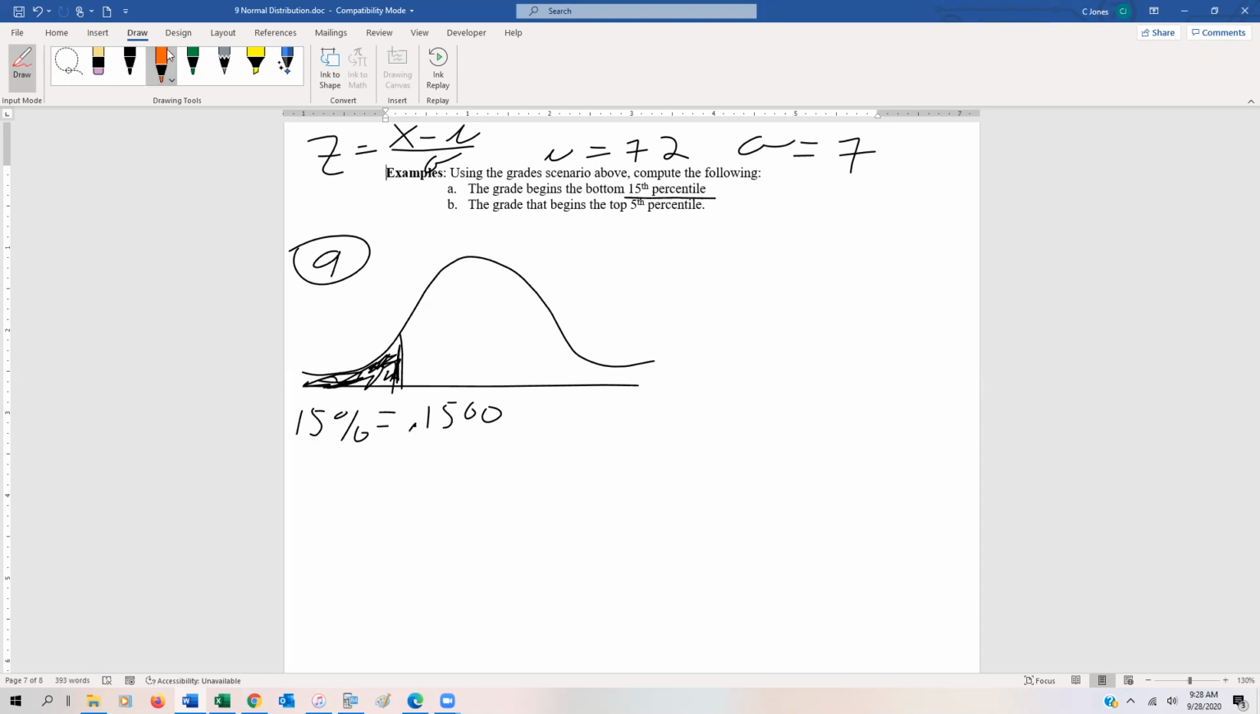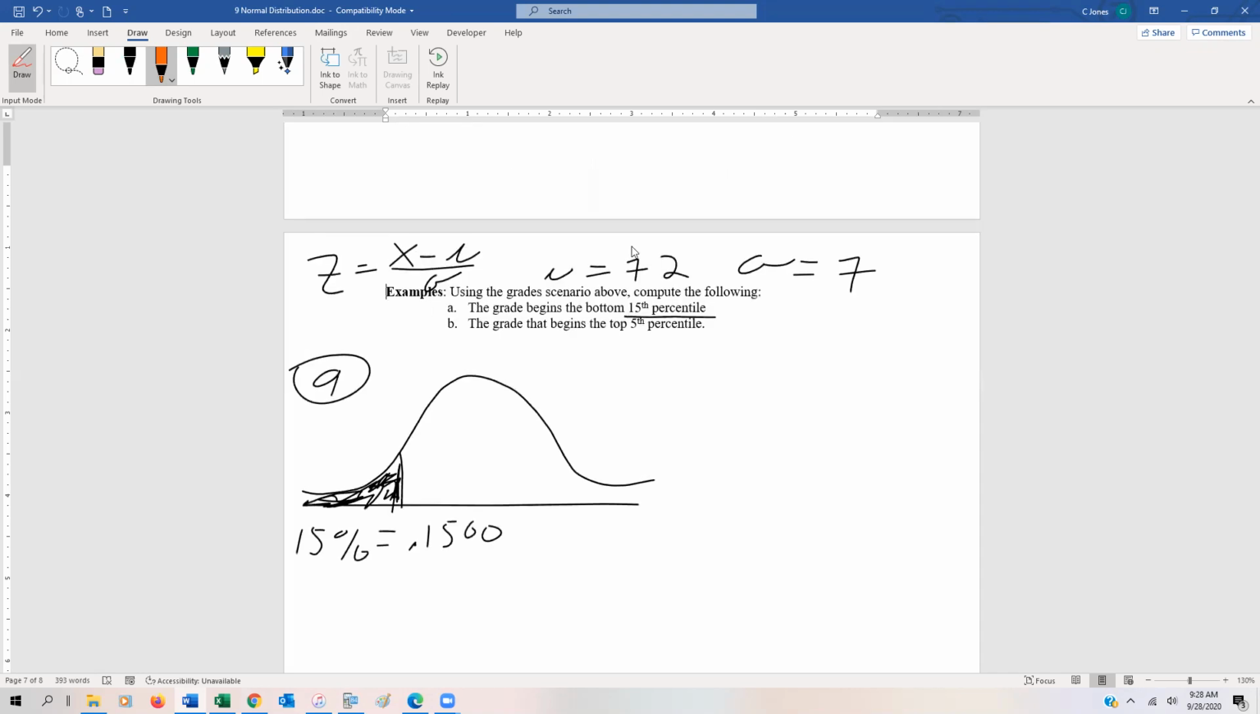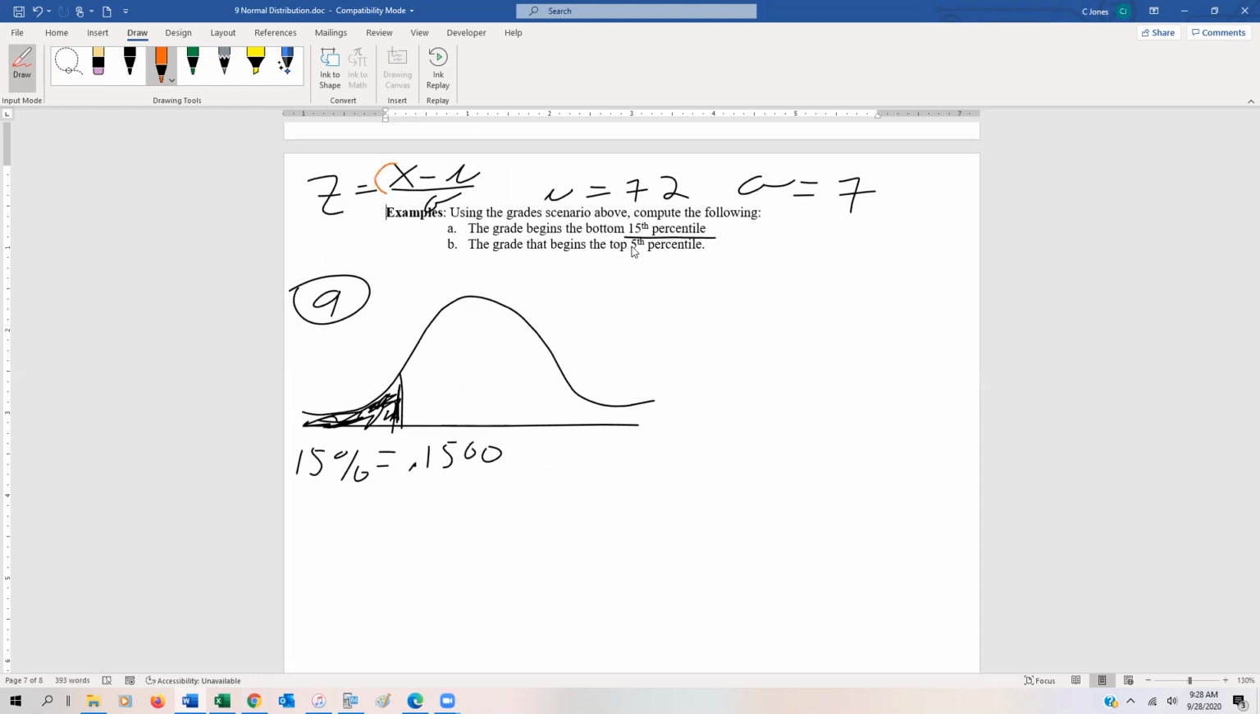Now, usually we try to solve this for z, and then we convert it into an area. But this time we have the area, or the probability. What we're really looking for is the x value, which means we need to be able to get z. So we're going to go into the table and look up as close as we can to 0.1500, not as a z-score, but to convert that into a z-score.